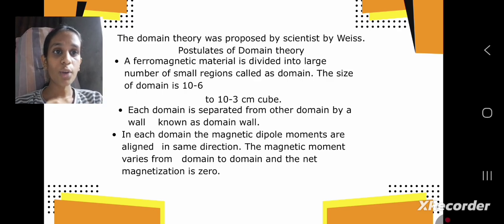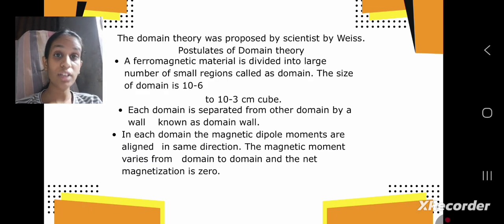Now a ferromagnetic material is divided into a large number of small regions called domains. When we have a ferromagnetic material and divide it into a large number of small parts, each part is called a domain. The size of the domain is from 10 to the power minus 6 to 10 to the power minus 3 centimeter cube.